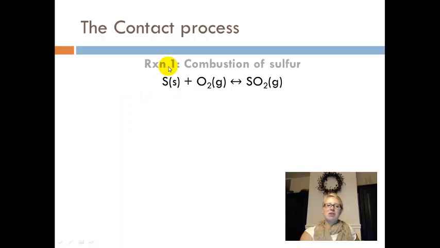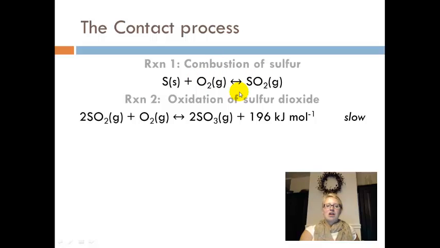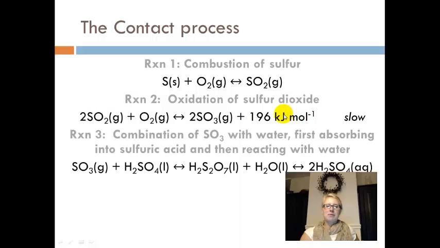So the first step is reaction 1, and this is when they just take solid sulfur, which is yellow, and they combust it. So they add oxygen, burn it to make SO2. In reaction 2, they need to oxidize that SO2 from the first step by adding more oxygen to make SO3. And this is the rate determining step. This is the slow step in this process. And you can see it's very exothermic.